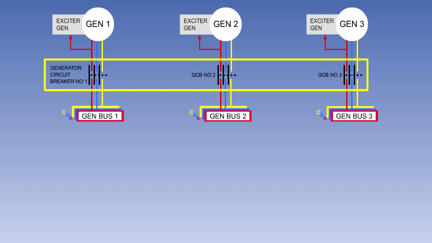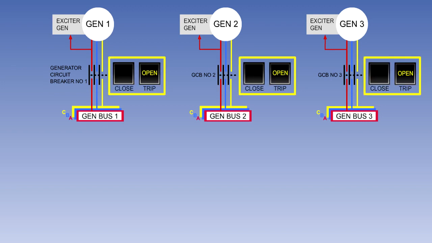Each generator is connected to its own generator bus bar through a 3-phase relay, known as the generator circuit breaker or generator control breaker, GCB. The GCB can be operated automatically or be controlled from the flight deck. In the system shown here, close and trip switch lights allow the pilot to control the GCB.